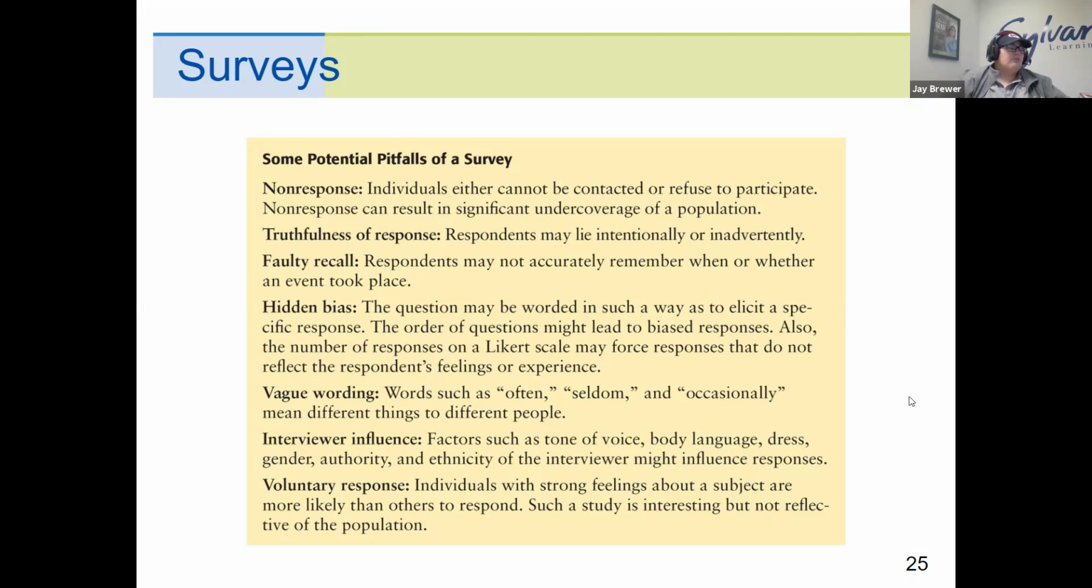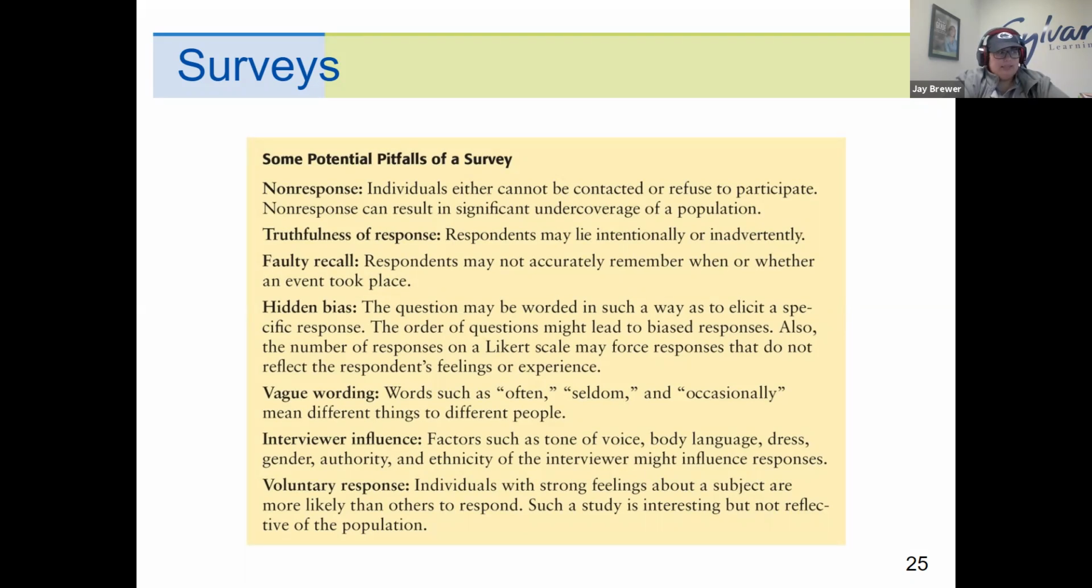All right. Interviewer influence. Factors such as tone of voice, body language, dress, gender, authority, and ethnicity of the interviewer might influence responses. Unfortunately, interviewer influence is something that you're going to find very hard to control. You obviously cannot change who you are. No one would want you to.